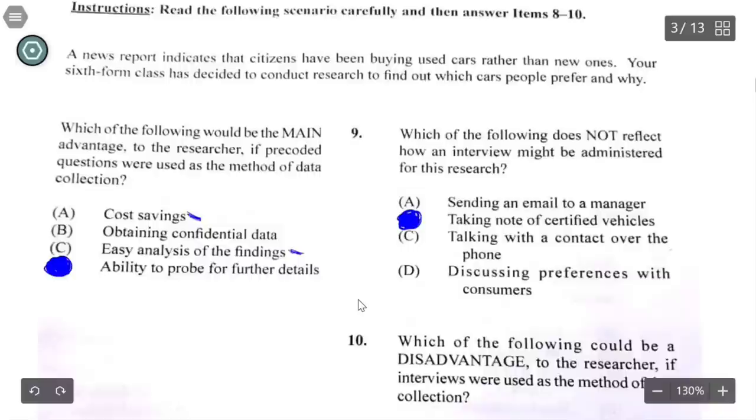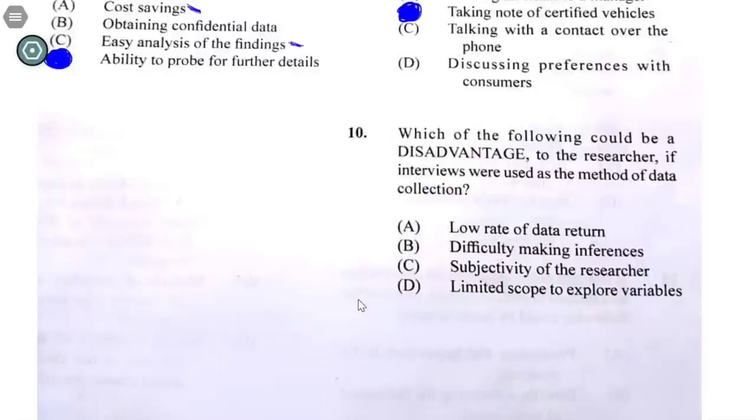Now, number 10, which of the following could be a disadvantage to the researcher if interviews were used as the method of data collection? A, low rate of data return. B, difficulty making inferences. C, subjectivity of the researcher. Or D, limited scope to explore variables. Now, D, we can say that's not the answer, because that is not a disadvantage of interviews, but rather the advantage would be the opposite, right? D is not true, and the opposite would be true.